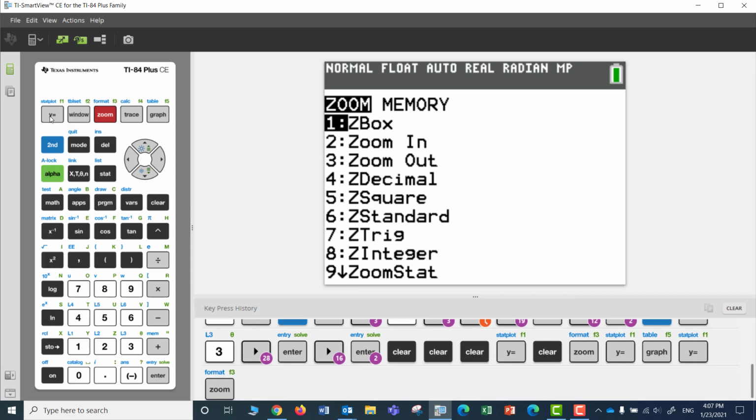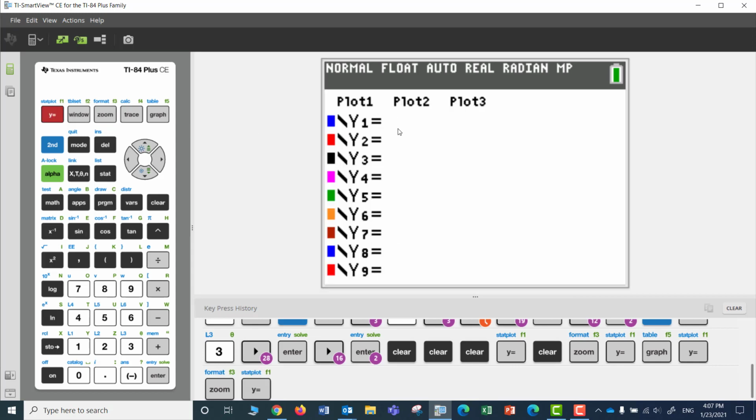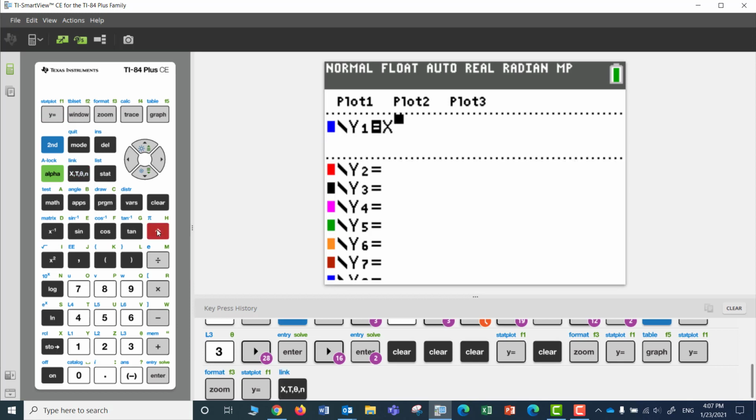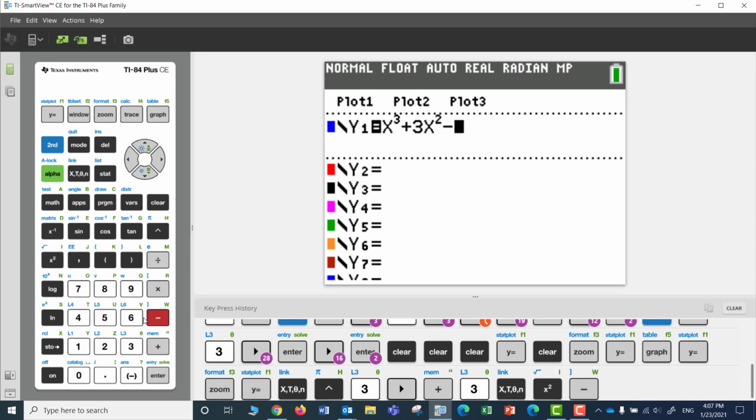First you push the Y= button, and this is the place where you input your function. Our function is x cubed, so x to the third power, caret 3. Use the right arrow, then plus 3x, here is the square button, minus 9x.